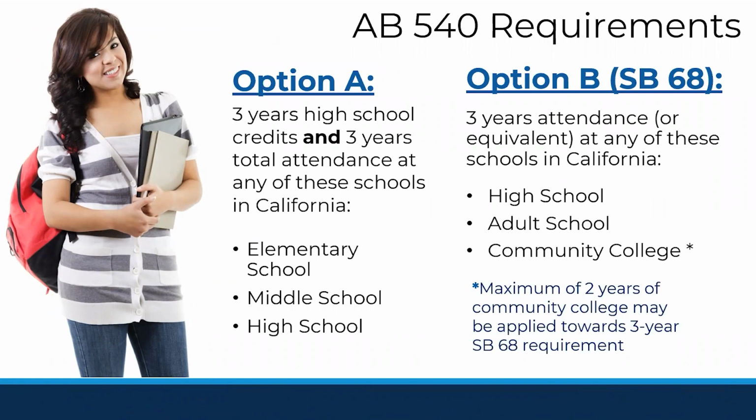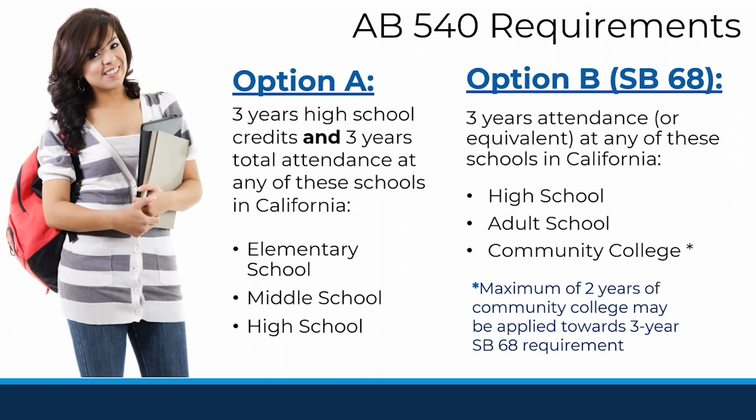Up until very recently, we really only had option A, which meant that a student had been in a California high school for 3 years or had at least 3 years of high school credit. That means that even if they hadn't physically been in a high school for 3 years, but they had 3 years of high school credit, they could make up the difference by having attended an elementary school or a middle school, and it doesn't have to be in consecutive years.